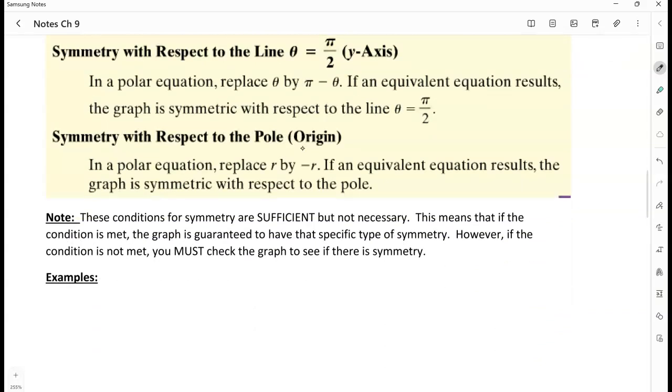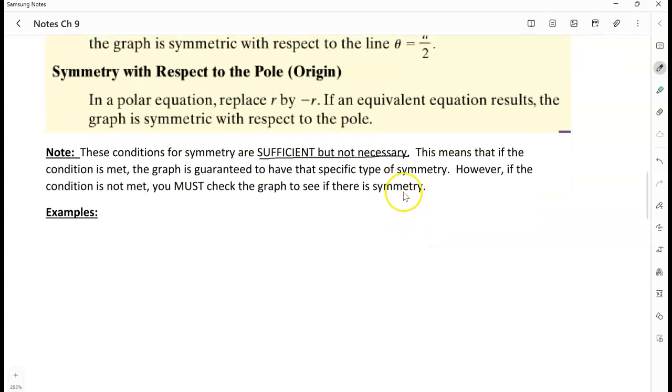So here's the thing, though, with these types of tests. In polar, these conditions are sufficient, but not necessary. So what that means is that if we do the replacement and we get something that is equivalent, we are guaranteed to have that kind of symmetry. But if we don't get something that's equivalent, that doesn't mean that we automatically don't. That just means we need to check the graph. Okay, so it's sufficient, but it's not necessary. Just because the test fails doesn't mean that that symmetry doesn't exist.